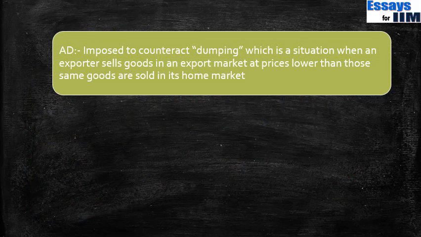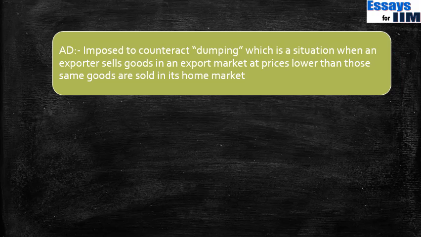Now for some details. What is an anti-dumping duty? This is imposed to counteract dumping. Now what is dumping? Dumping is a situation where the exporter is selling goods in an export market at a price lower than those same goods that are sold in the home market.